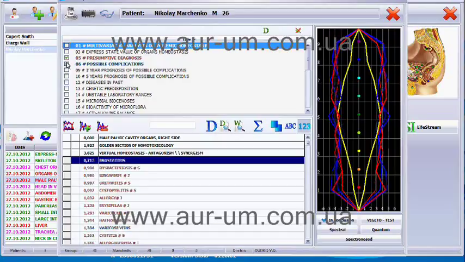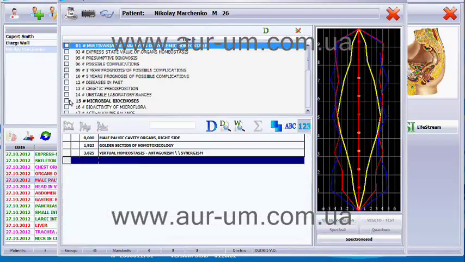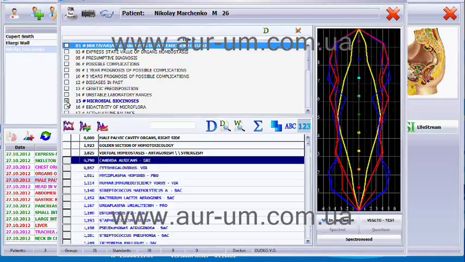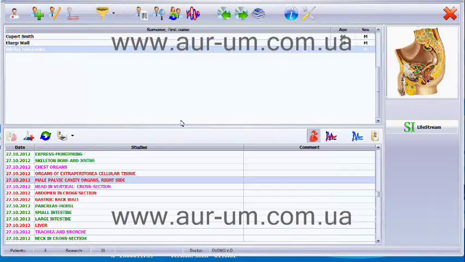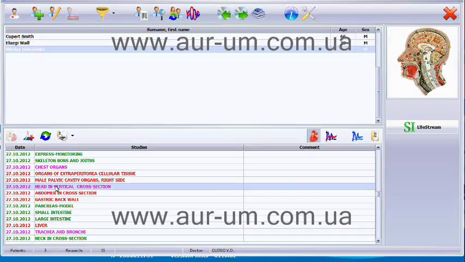We'll go to groups 5 and 6 to check for presumptive diagnosis and possible complications to see what is causing the problem. But at the moment, we see no diagnosis as all the diseases have a coefficient of higher than 0.5. We go to group 15 to check for microbial biogenesis, but again we see no alive microorganisms. We go to the next system, that is the head in vertical cross-section.